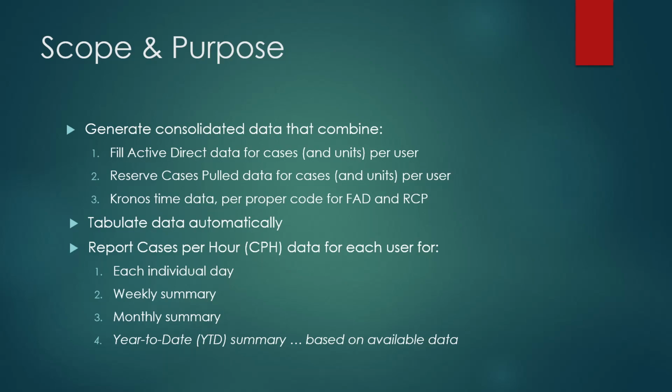These are all done on a per user basis, so we can see how many cases and units, if we want those, are being processed by an individual. And then we're going to marry that up to the Kronos data so that we can see the various rates, the cases per hour for an individual person. Obviously, we can then sum that up to see how people are doing from the fulfillment team or the replenishment team and things like that. Because certain people do actually participate in fill active direct operation, even if they're not in the replenishment team per se.